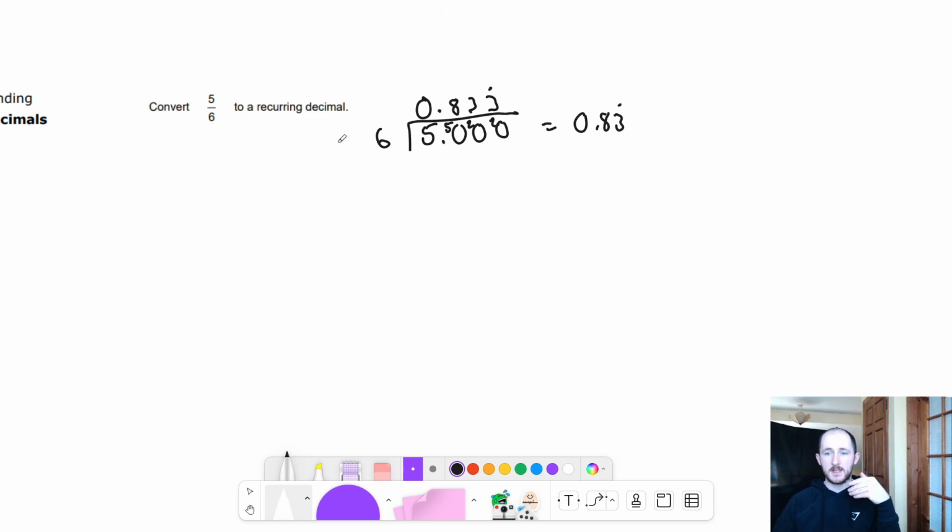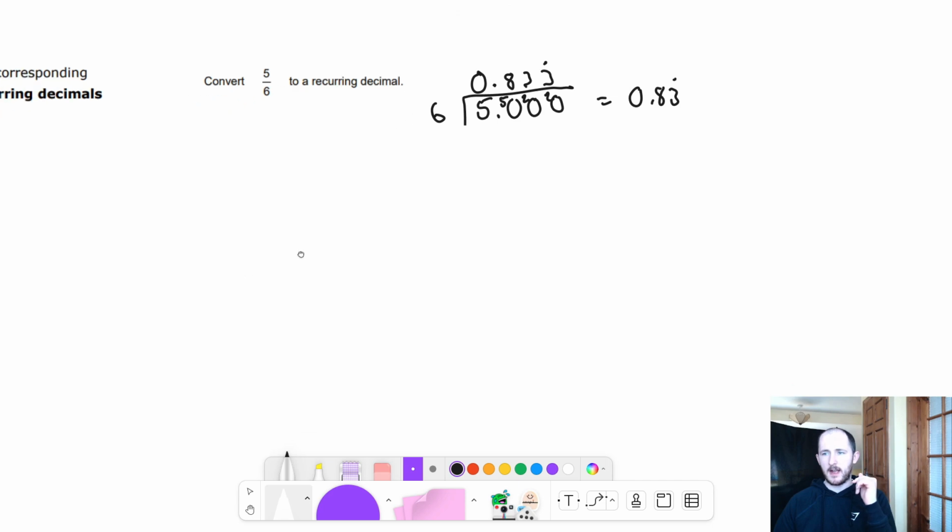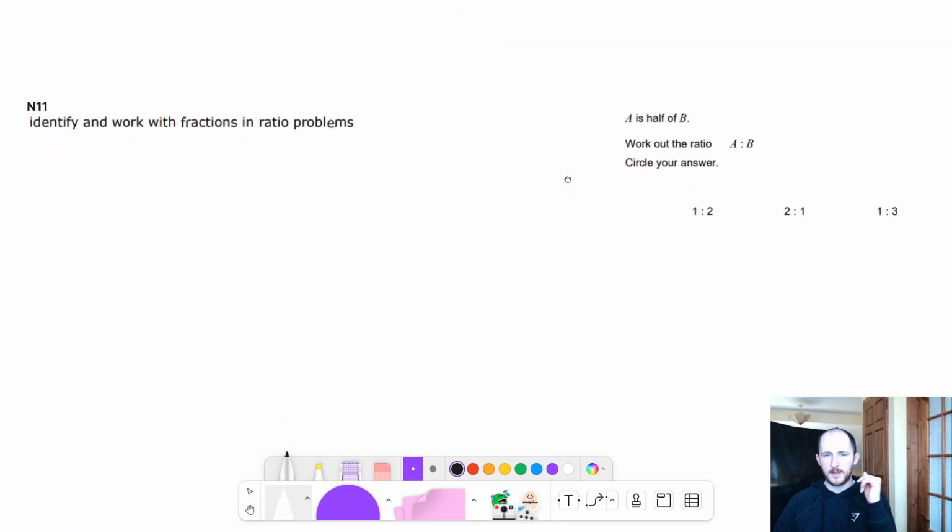Okay, so changing fractions into recurring decimals is not too bad. You just use the bus stop method, and once you see that you're just going to get the same thing over and over again, you stop and put a recurring decimal. And changing it the other way, I have a bunch of examples on the channel.